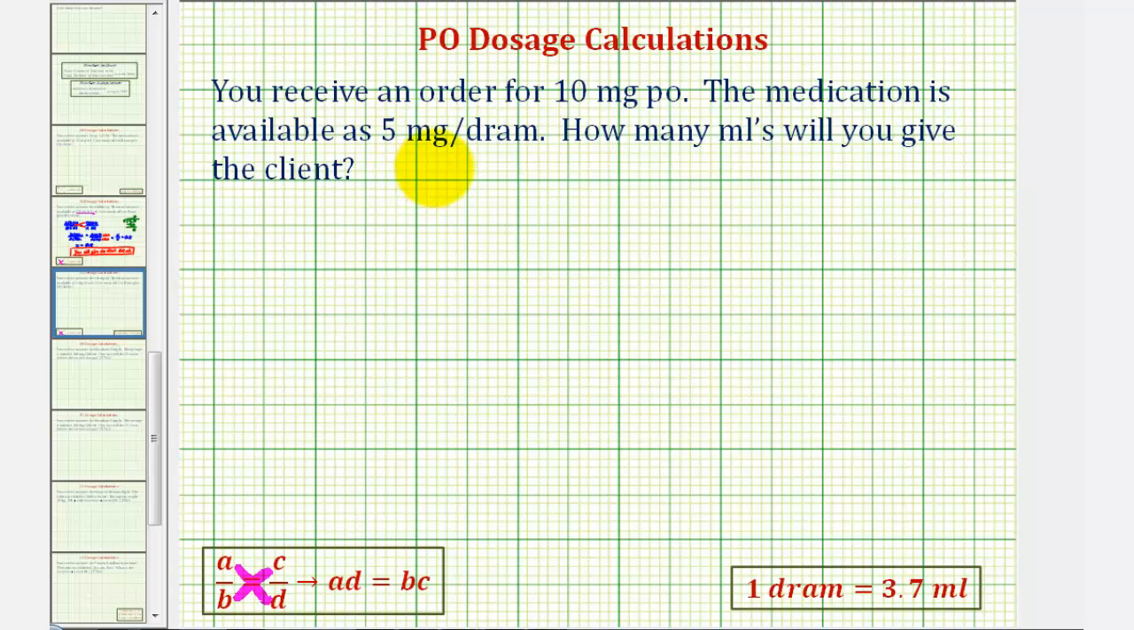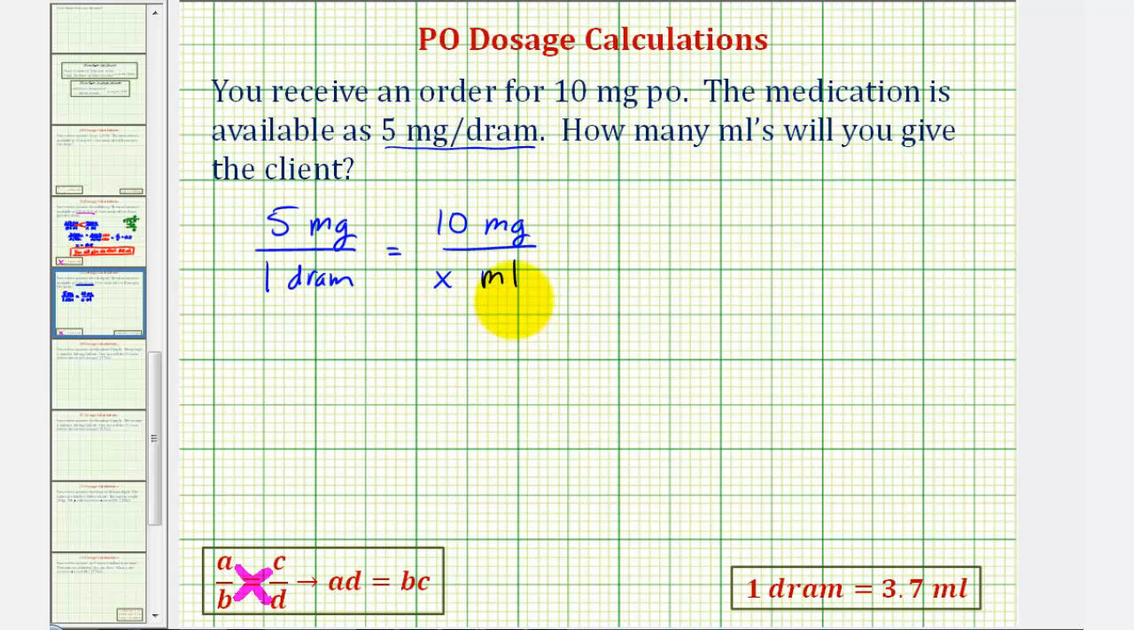To begin setting up the proportion, we'll use the rate that there are 5 milligrams per dram in the available medication. So we'll have 5 milligrams is to 1 dram as the order of 10 milligrams to an unknown number of milliliters. So we'll say X milliliters.